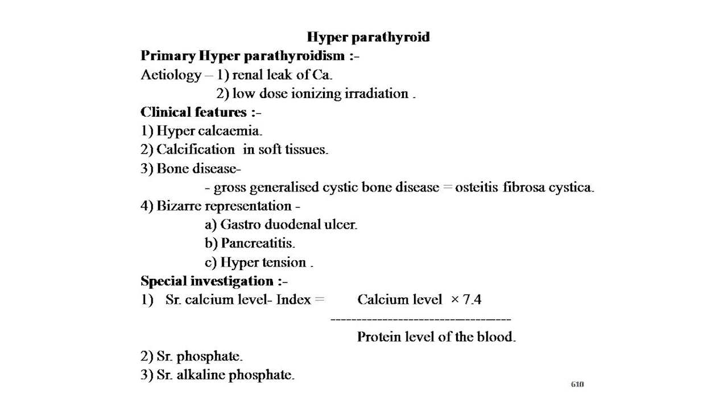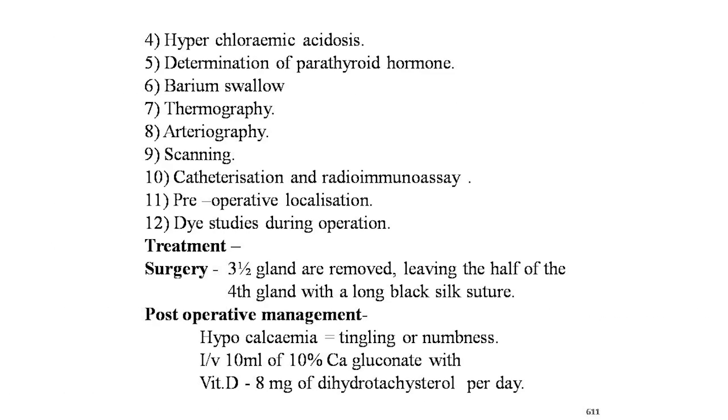Special investigations: serum calcium level index is the calcium level multiplied by 7.4 divided by the protein level of the blood, serum phosphate, serum alkaline phosphatase, hyperchloremic acidosis, determination of parathyroid hormone, barium swallow, thermography, arteriography, scanning, catheterization and radioimmunoassay, pre-operative localization, and dye studies during operation.